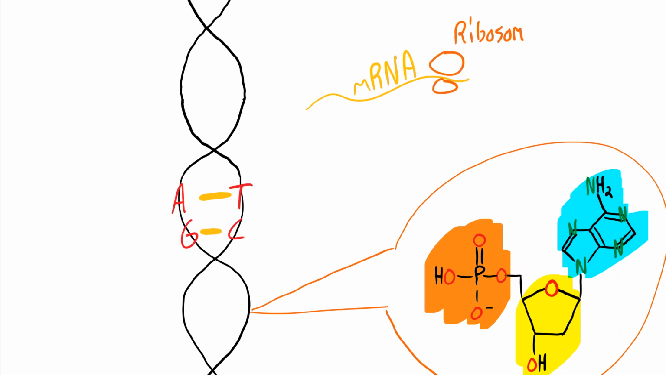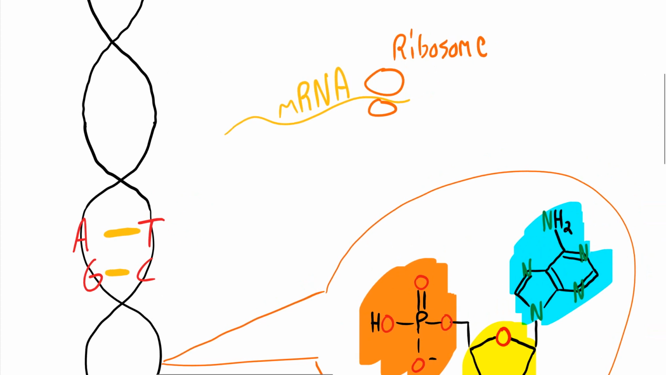and a machine called a ribosome attaches to it, and it reads it, and the ribosome produces what we call a polypeptide strand made of subunits called amino acids.